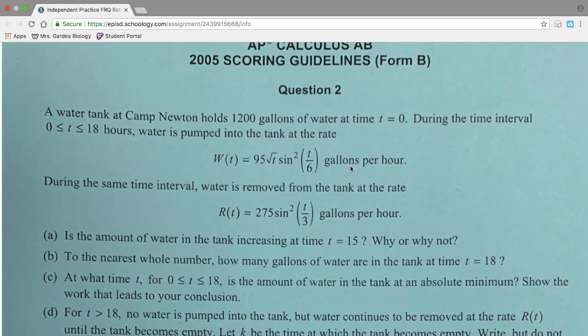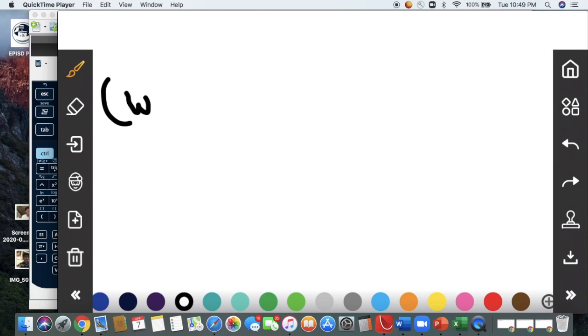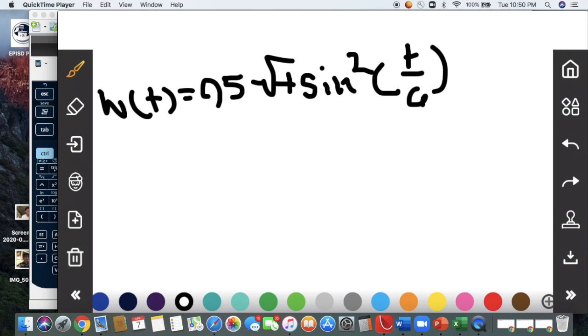And the first thing they give you is the rate in. So W of t equals 95 root t sine squared of t over 6 gallons per hour. So we'll write that down. It'll be W of t equals 95 root t sine squared of t over 6. And remember that this is your rate in.